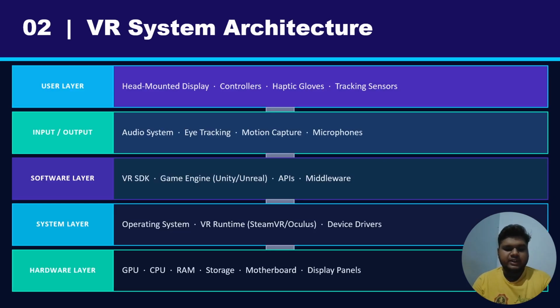Think of a VR system like a high performance stack. At the top you have the user layer, the gear you wear. This communicates through the software layer, where engines like Unity or Unreal reside. Down is the system layer of drivers and OS.